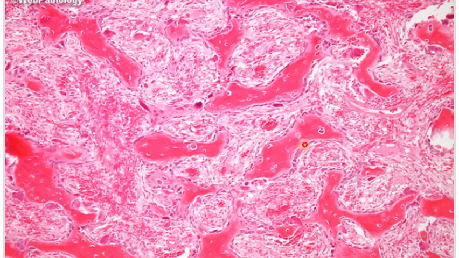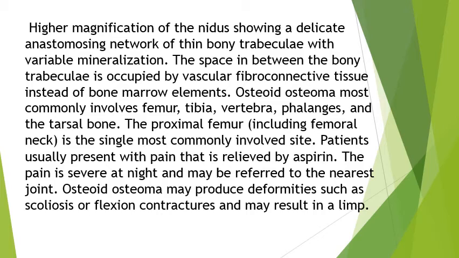This is another view. Can you see this red trabeculae, which is rimmed by the osteoblasts, and this is embedded in fibrovascular stroma. So the higher magnification shows an anastomosing network of thin bony trabeculae with variable mineralization.